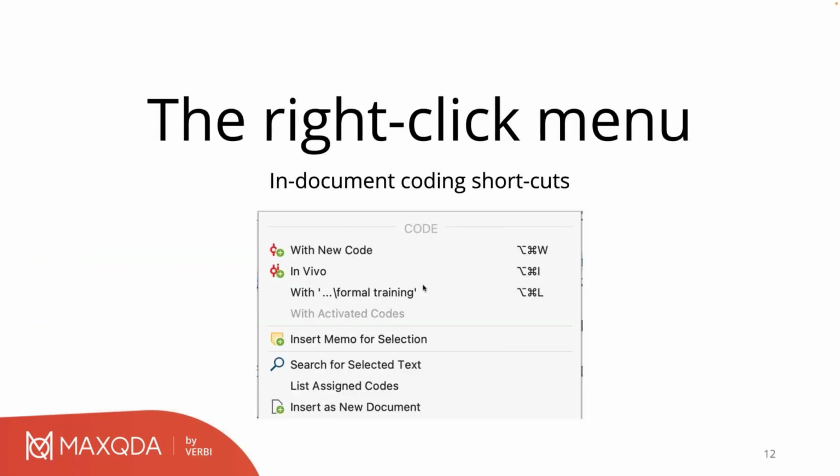When you are in a document and you have selected text, you can right click on the selection, and you also have those same coding options: the ability to add a new code, to code in vivo, or to use the last code that you used, which is oftentimes very, very helpful.